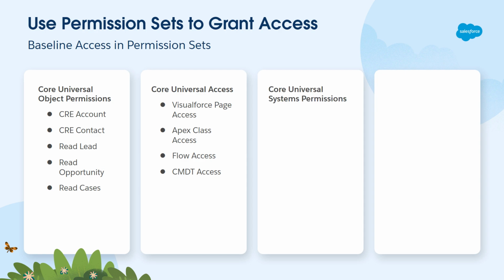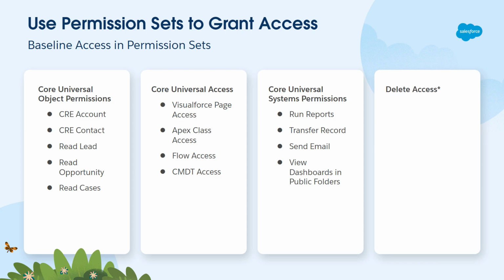What about system permissions then? So again, core universal system permissions. What does everyone have the ability to do? So in this case, it might be run reports, transfer records, send email, view dashboards in public folders. So just a selection of what they could be, but think of the ones that everyone is going to have and put those in one permission set.